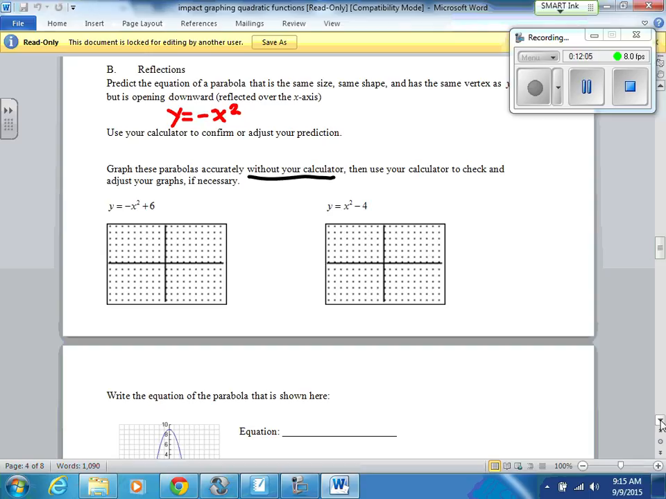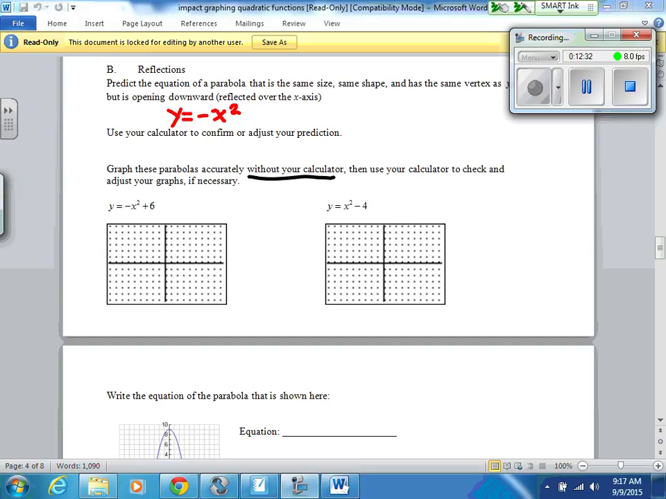Negative x squared plus 6. It's going to open down. So the vertex is going to be what? 0, 6, and it's going to open down. Okay, what about this one? Open up. Vertex will be where? 0, negative 4. Okay, try it and see. Get those graphs.